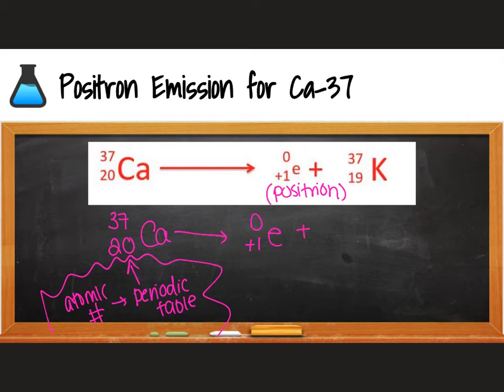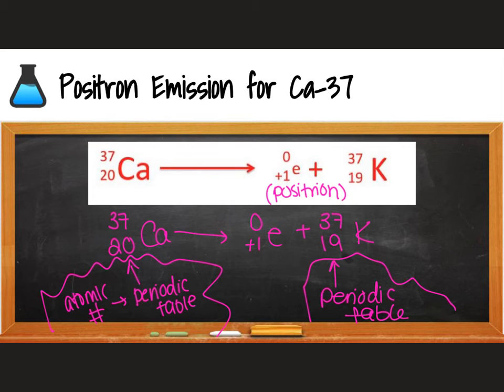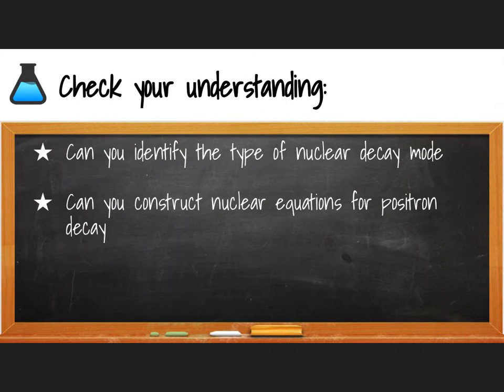Then you subtract across. 37 minus 0 is 37. 20 minus 1 is 19. Look up atomic number 19, and you're going to see that it's potassium. You're looking this up also on the periodic table. It's the atomic number of potassium. And then you're done. Check your understanding again. Can you identify nuclear decay mode from table N? Can you do positron decay or emission? And if not, you're going back and you're rewatching parts of this video.